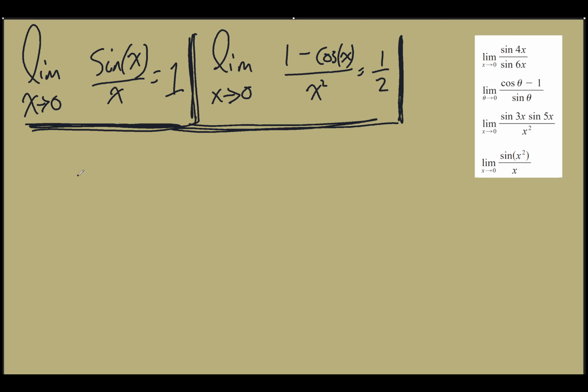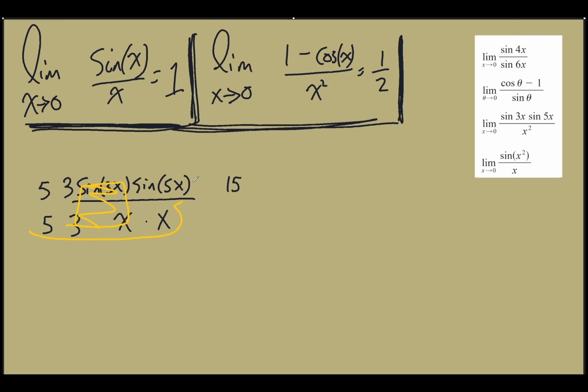Okay, the next one says sine of 3x sine of 5x over x squared. Now we can make this, instead of x squared, I'm going to make it an x times an x. And then we'll put a 3 on top and a 3 on bottom and a 5 on top and a 5 on bottom. And you see why. So we get 15. And then this 3x and sine are gone. And this 5x and sine are gone. So I believe our answer is going to be 15. That was a good one. I like that one. I'm happy to have that one.